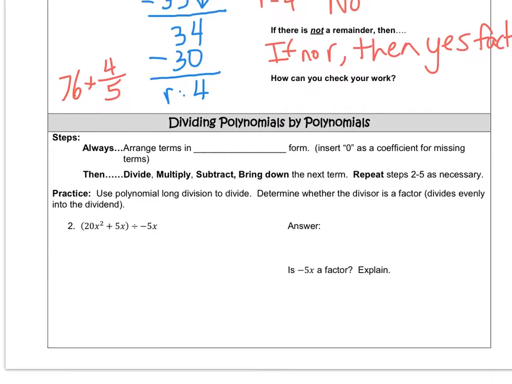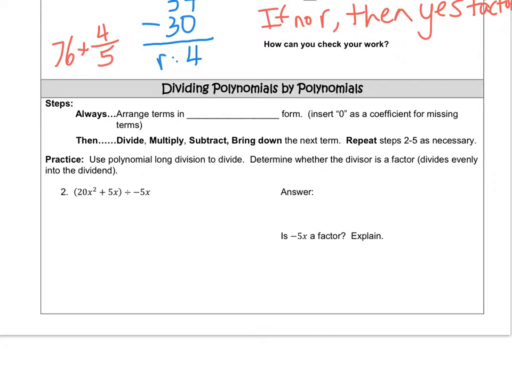So now we're going to start working on dividing polynomials by polynomials. So instead of just doing numbers, we're going to start bringing in the algebraic to it. One of the big things that you need to always do is to arrange your terms in standard form. What that means is that you've got to have your degrees in descending order. So any degrees that are missing, we're going to put a 0 coefficient. They have to be there.